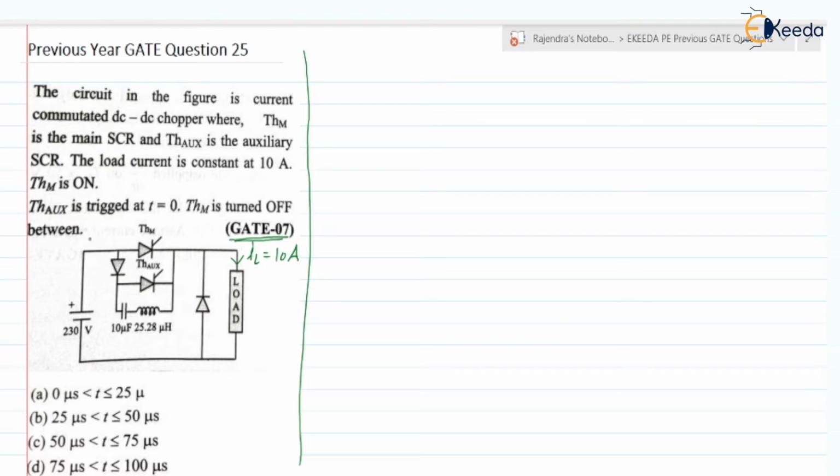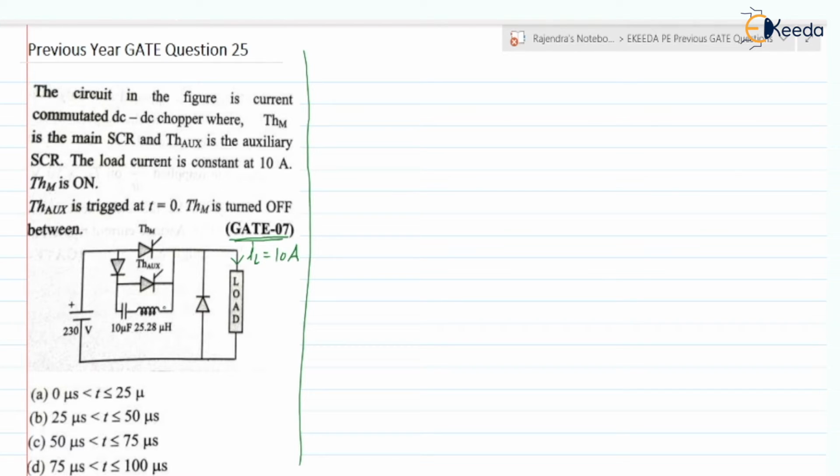The main thyristor is turned off between... They have asked for the approximate time at which the main thyristor will be turning off. So this is a very simple circuit. If you check, the auxiliary thyristor is turning on at t is equal to 0.